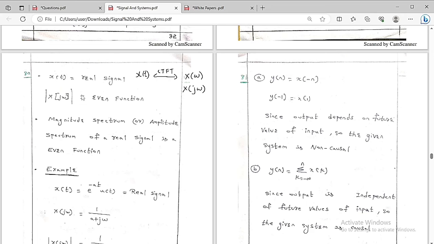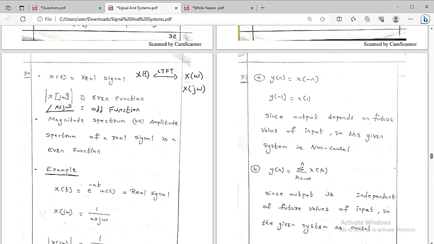Whereas the phase angle of X of j omega is an odd function. This is the thing that you always have to keep in your mind. The magnitude of X of j omega is always an even function, and the phase angle of X of j omega is always an odd function.